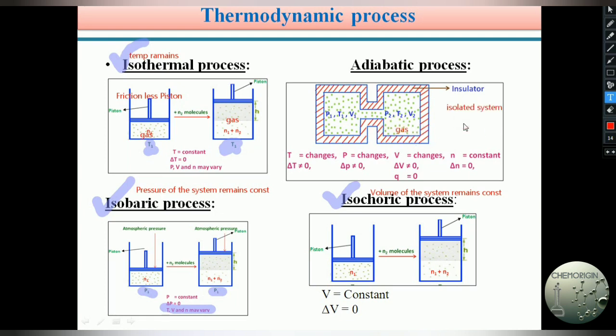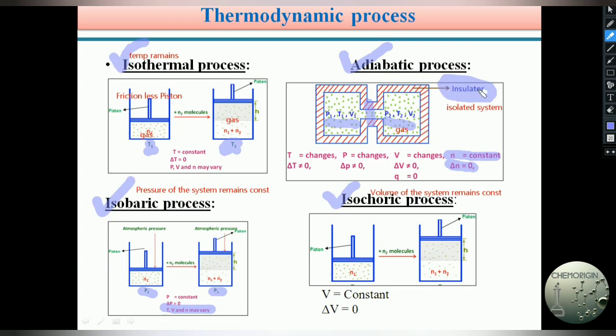So in the adiabatic process, what happens? Temperature is changed, pressure is changed, volume is changed, but chemical composition is constant. Whenever the chemical composition is constant, delta N equals 0. So this is known as an adiabatic process. Students, this is very important. Please remember, the adiabatic process takes place in an isolated cylinder. Here there are 2 compartments, compartment 1 and compartment 2. In these 2 compartments, pressure, temperature and volume may vary, but chemical composition is constant. That's why delta N is 0, because it is in an insulated state.